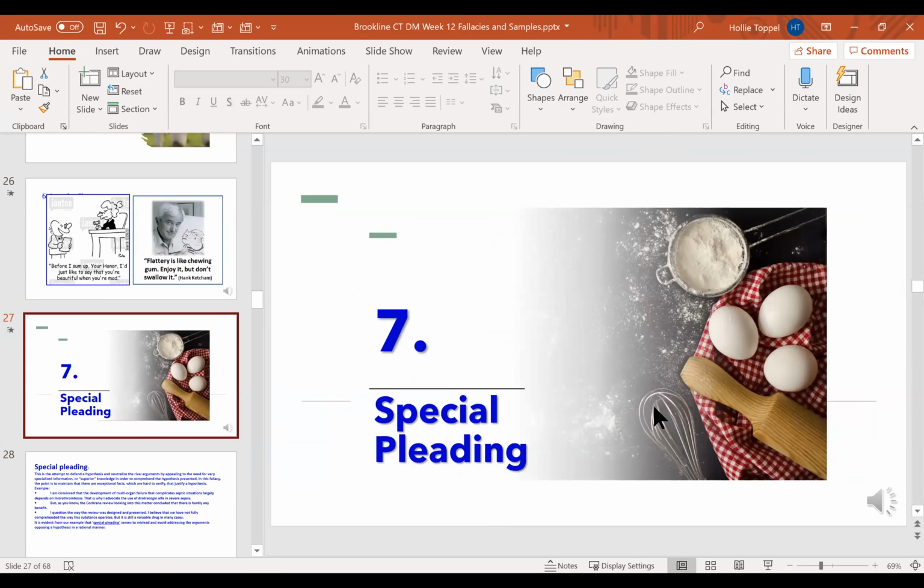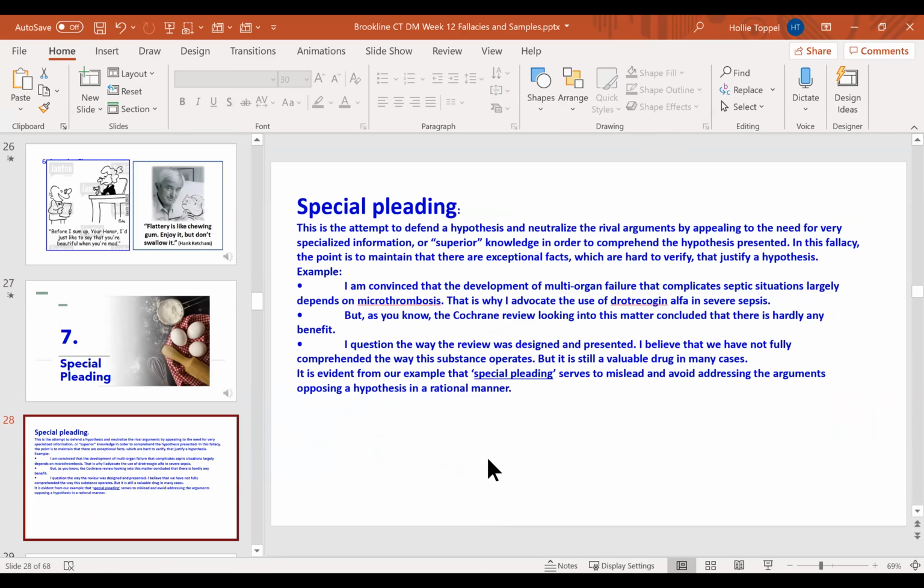Another one is special pleading. This one is where you neutralize the rival arguments by claiming the need for special information, and it's kind of like appealing to authority. You have superior knowledge in the comprehension of the hypothesis. It's not that you're an authority, but there are some exceptional facts that are hard to verify. And it's just a hypothesis.